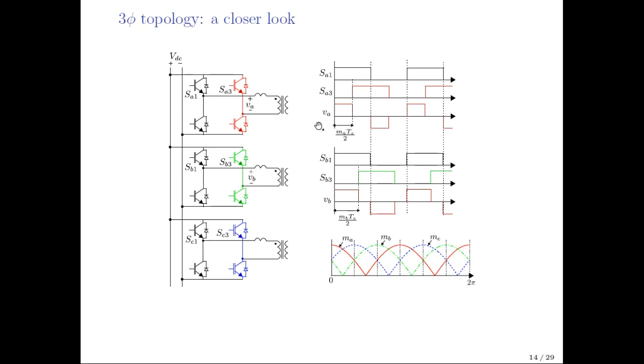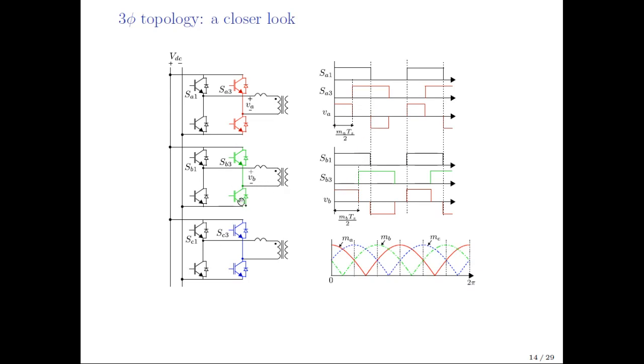We want to generate a voltage VA like a high frequency quasi square wave. How can we do that? If we consider this red leg, the switch SA3 has a gating signal like this, which is phase shifted with respect to switch SA1 as shown here, and that phase shift is MA TS by 2. This particular switching strategy will effectively apply a quasi square wave.